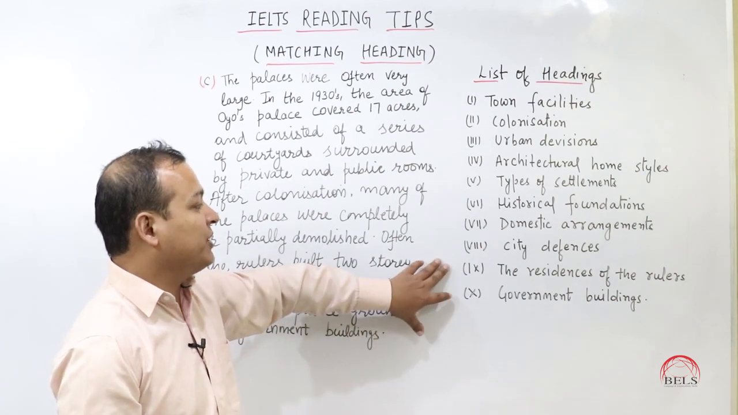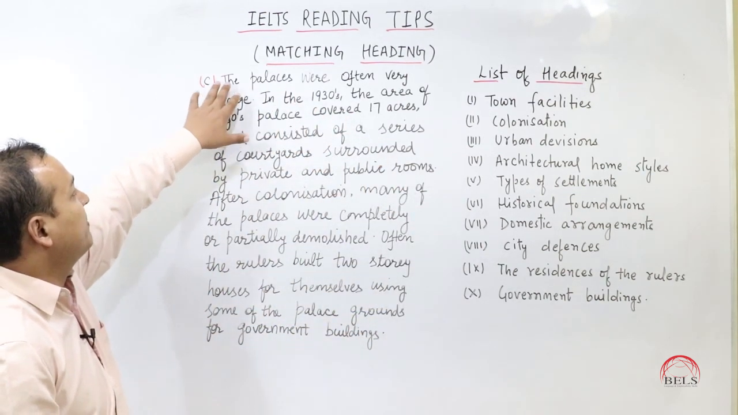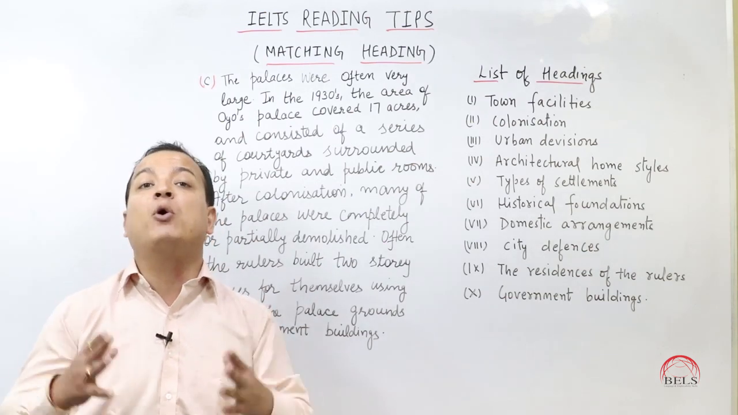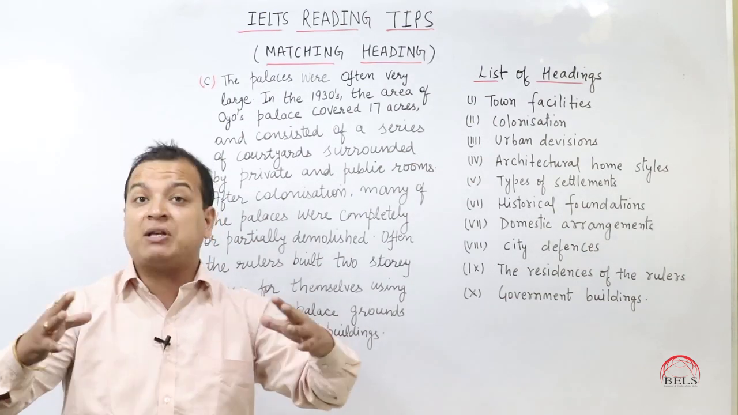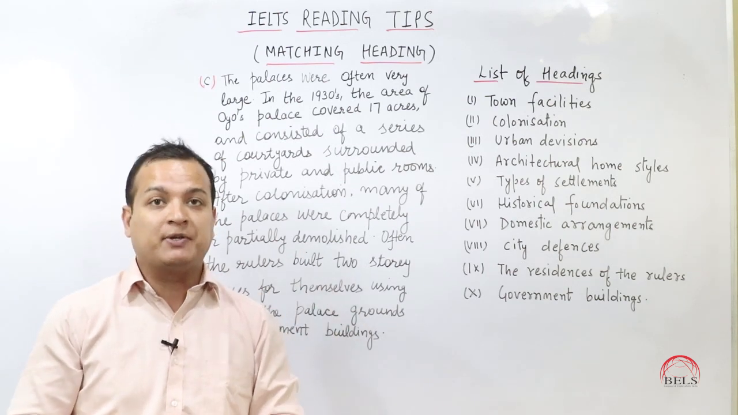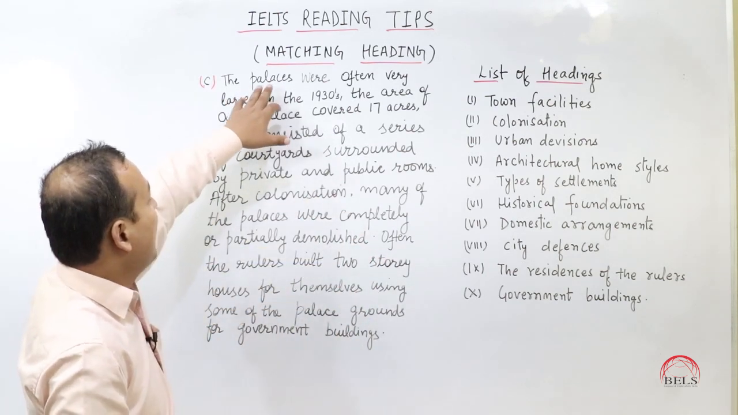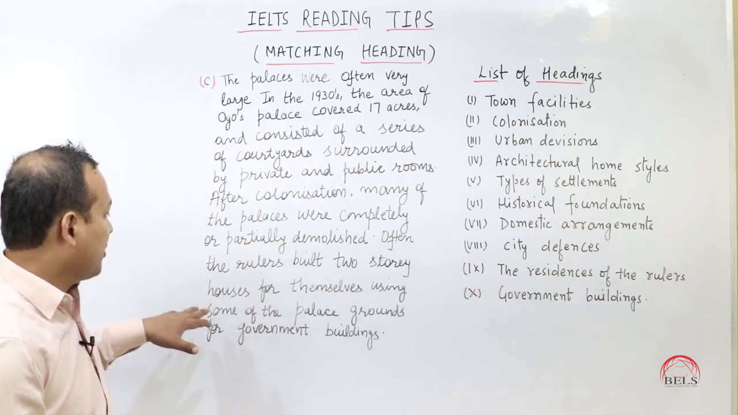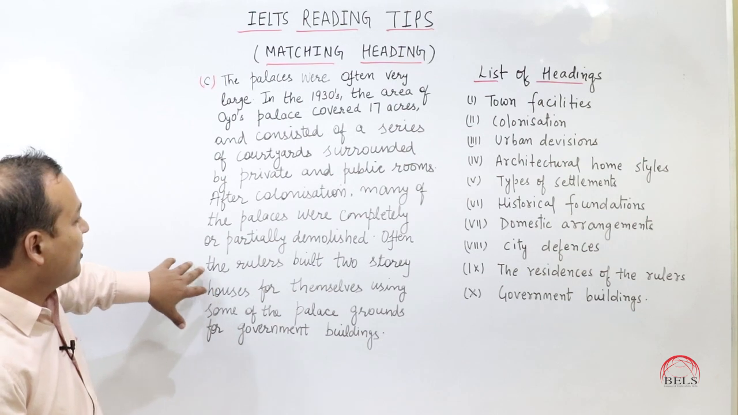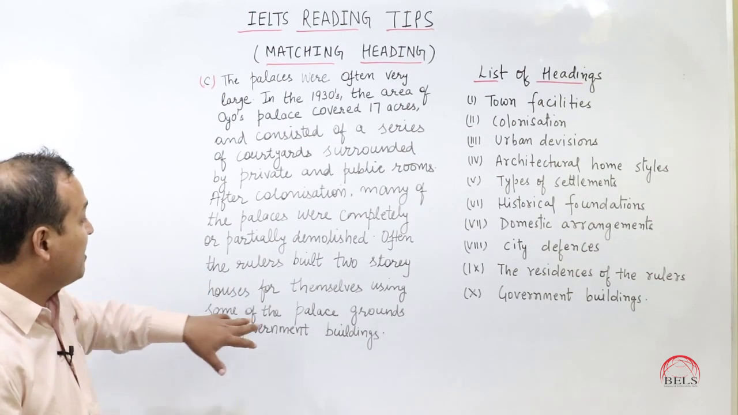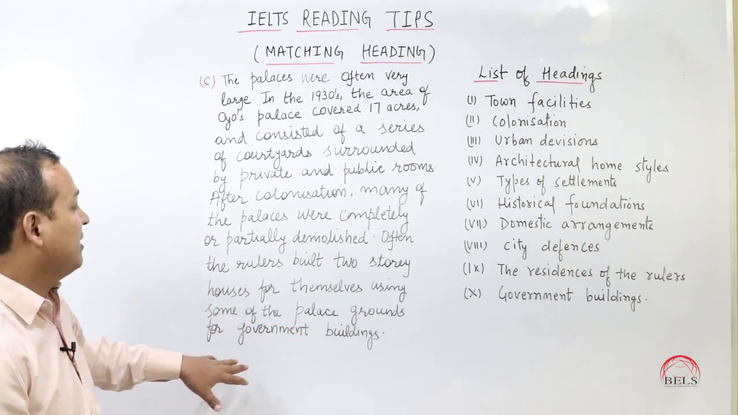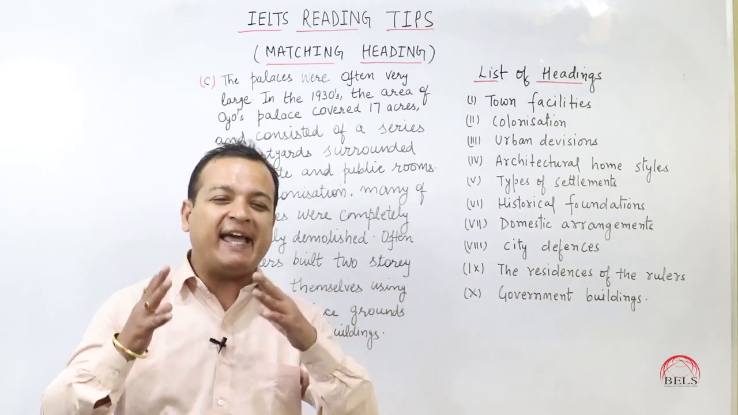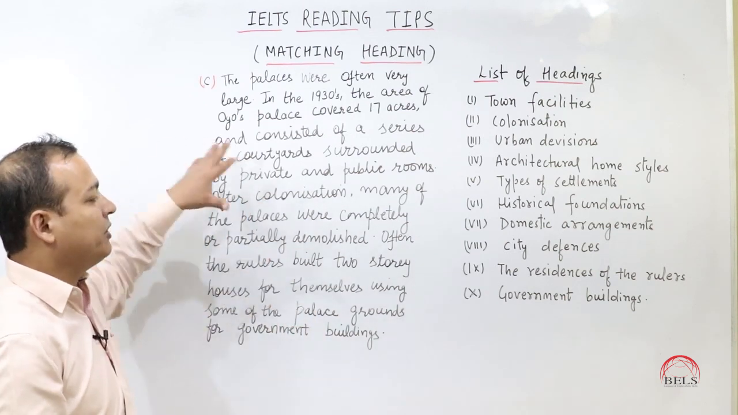Yes, this is matching. Why? Because here it talks about the palaces. Palaces are basically for the rulers only. They used to live in the palace, and palaces are very large in size. So they are talking about the palaces were often very large. Large palace means rulers. If you read the last part, you'll find the rulers built two-story houses for themselves using some of the palace grounds for government buildings. So you can see the residences of the rulers is the exact answer, which is matching with the paragraph.